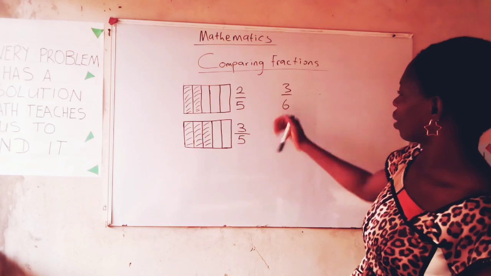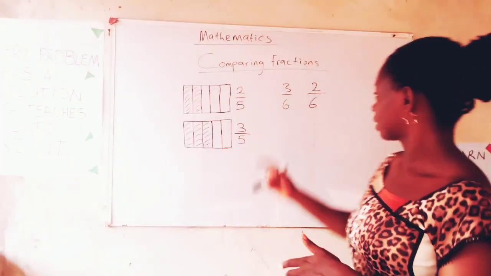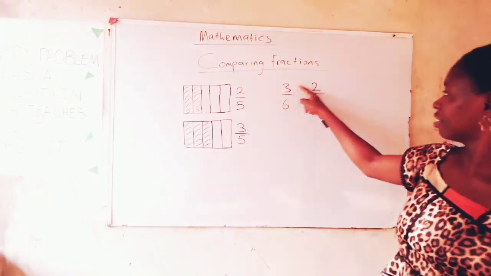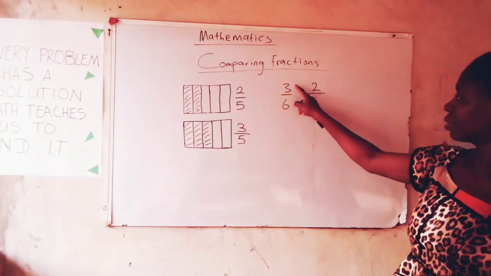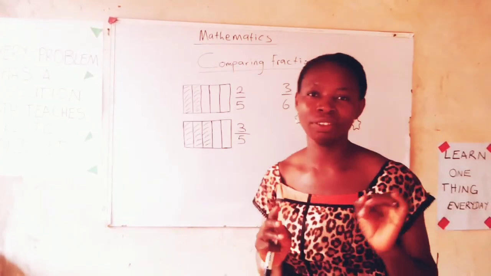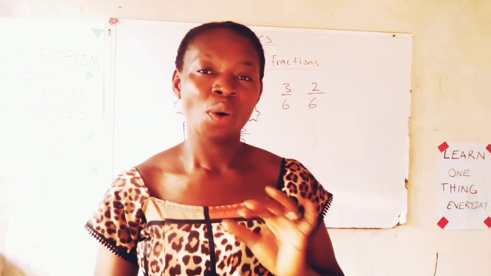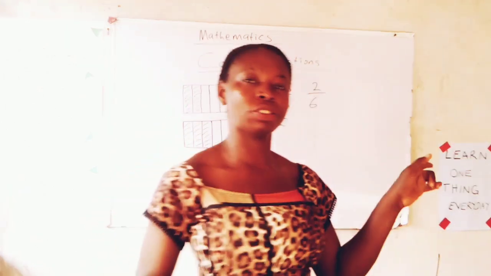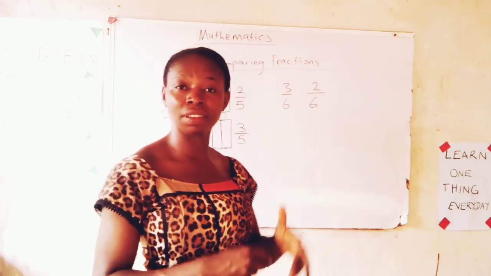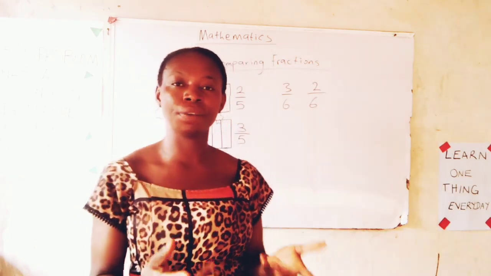Look at 3 over 6 and 2 over 6. By looking at the numerator, the one that is bigger shows you the bigger fraction. 3 is bigger than 2, so 3 over 6 is bigger than 2 over 6. Very, very simple. So when you're comparing fractions with the same denominator, what you simply do is to check the numerator and look at the one that is bigger. The numerator that is bigger is the one that is the bigger fraction.